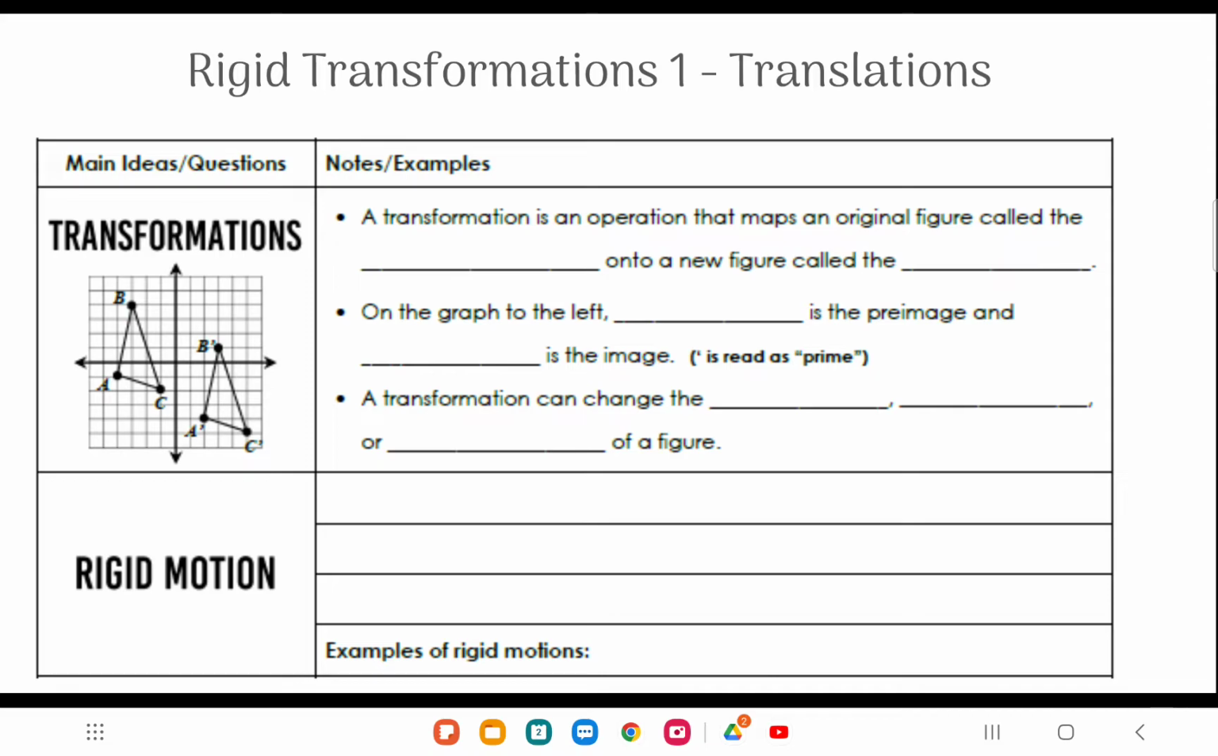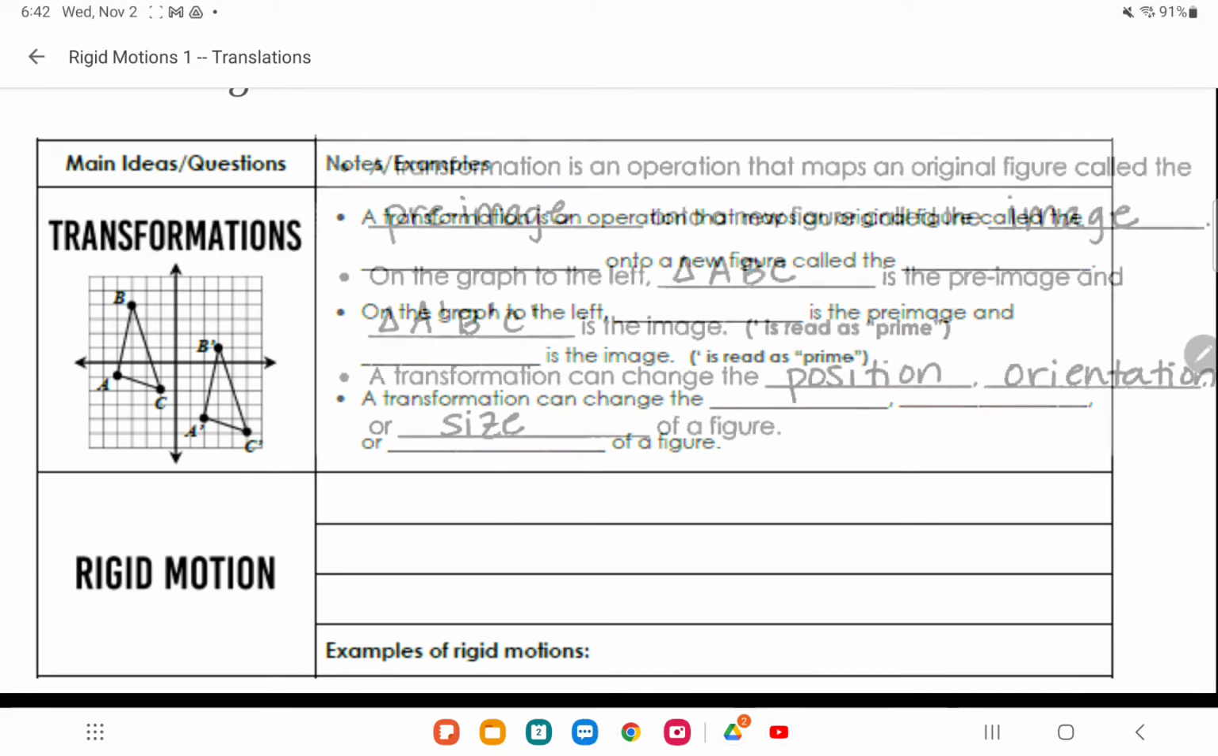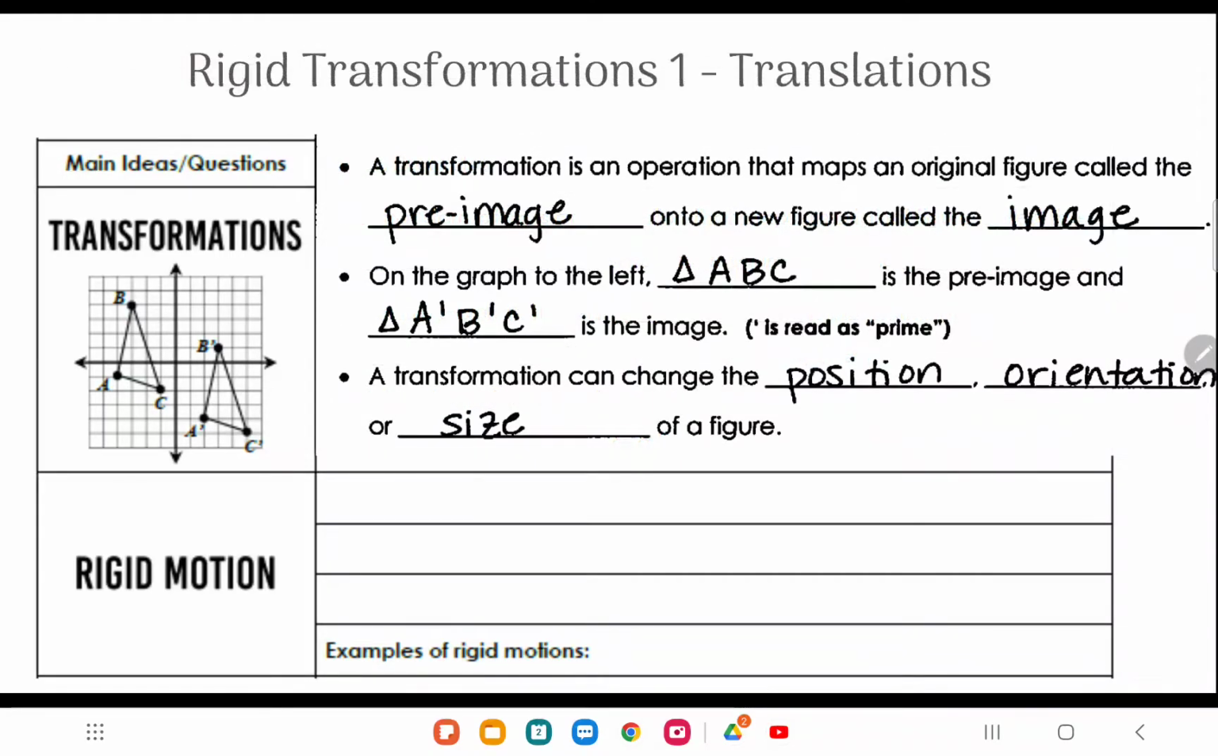By the end of this lesson, you should be able to find the magnitude and direction of a translation. You should be able to describe a translation using coordinate notation or vector notation. And you should be able to describe what the three types of rigid motions are and what makes them rigid motions. Let's get started.